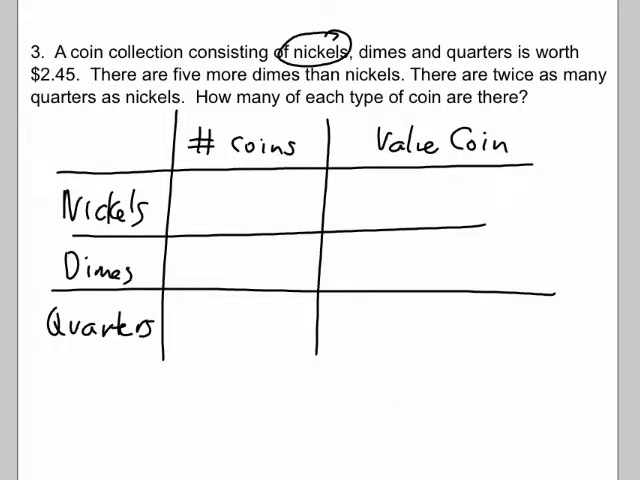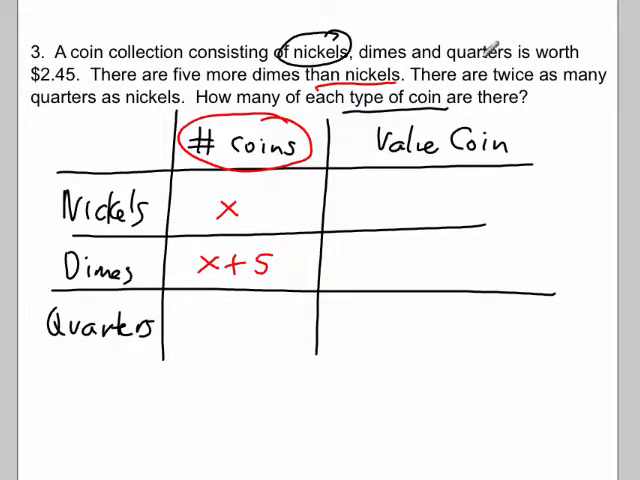Alright, so remember, step 1 is to define your variables. What we're trying to find is how many of each type of coin there are. So I should start with an x in the number of coins column. If I read my second sentence, it says there's 5 more dimes than nickels. So we're comparing the dimes to the nickels. If we make the number of nickels x, that means the dimes are 5 more than that. That would be x plus 5.